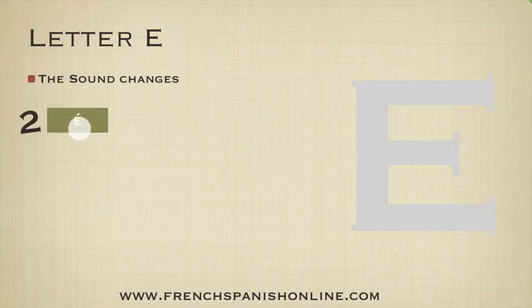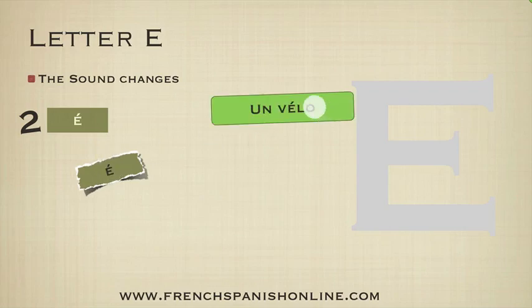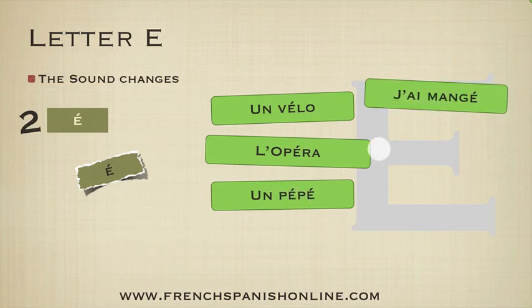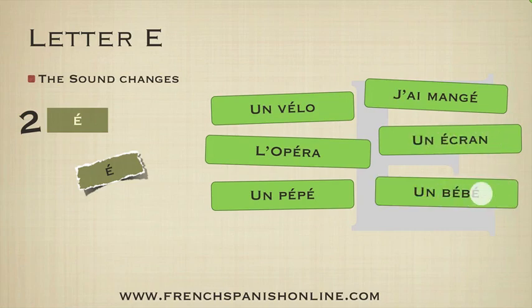The sound E now. The sound E when we have the letter E with an acute accent. For example, un vélo, a cycle, vélo. Opéra, opéra. Un pépé, the colloquial form for granddad, un pépé. J'ai mangé, the past participle, j'ai mangé. Un écran, a screen, un écran. Un bébé, a baby.